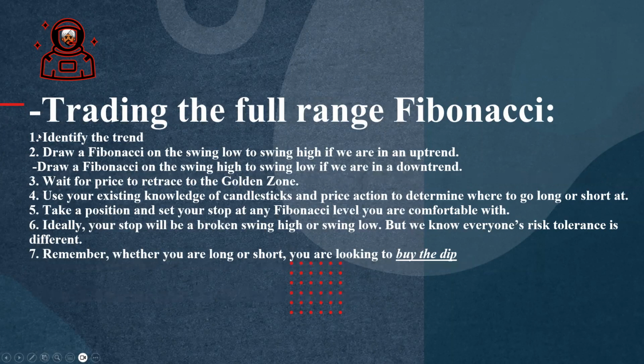I think the next thing is, okay, I should have gone to this slide first. The first thing you're going to do is identify the trend and draw a Fibonacci from the swing low to the swing high if we're in an uptrend. And if we're in a downtrend, draw from the swing high to the swing low, and wait for price to retrace to the golden zone. You need to trust that it will. Once price gets to a golden zone, you're going to use your existing knowledge of candlesticks and price action to determine where to go long or short.